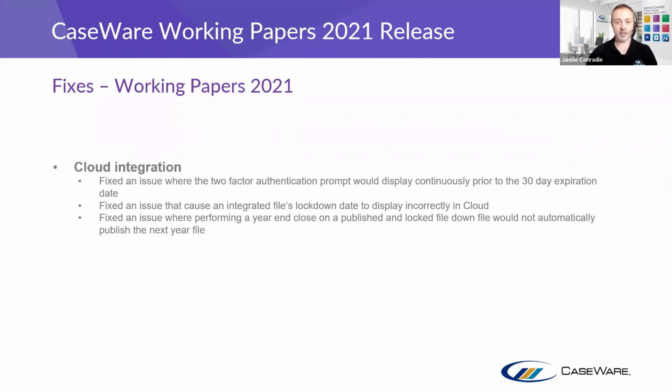Cloud integration, they fixed an issue where the two-factor authentication prompt would display continuously prior to the 30-day expiration date. They fixed an issue that caused the integrated file's lockdown date to display incorrectly in the cloud. And they fixed an issue where performing a year-end close on a published and locked down file would not automatically publish in next year's file.